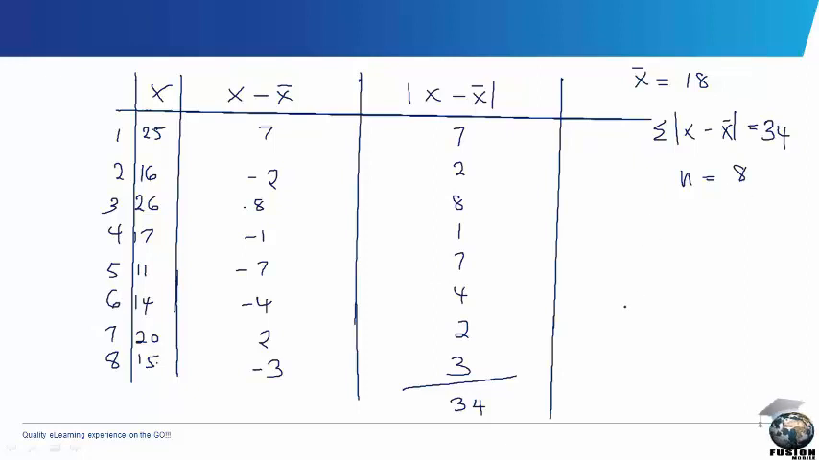So we have everything we need to compute the MAD, the mean absolute deviation, because it is defined as the summation of |x minus x bar| all over n. The summation is 34 and n is equal to 8. When we carry out that division, MAD is equal to 4.25.